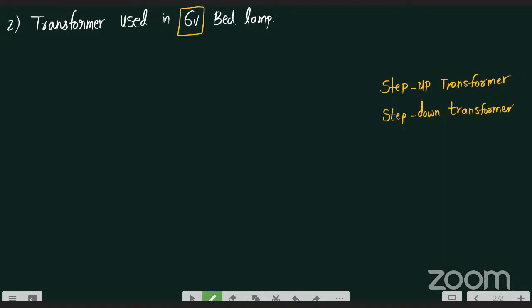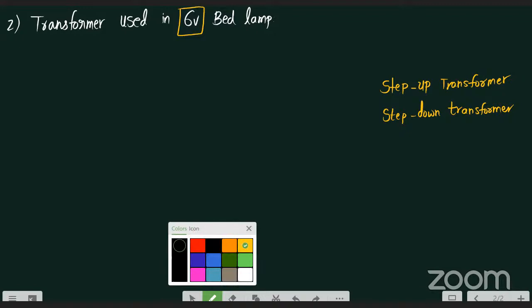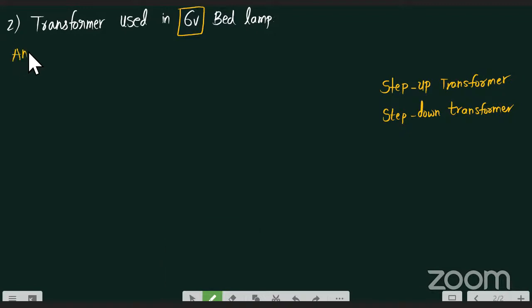So what voltage do we get in our house supply? That is 220 volts. But this bed lamp will take how much voltage? 6 volts. So the voltage has been reduced. Which type of transformer will we use here? We'll use a step down transformer. So the answer will be step down transformer. I hope you are writing this. Let us move on to the next question.